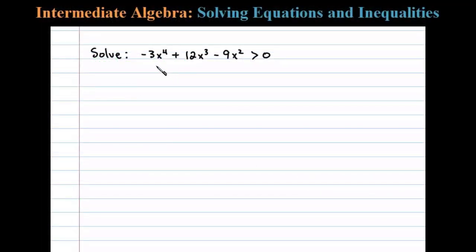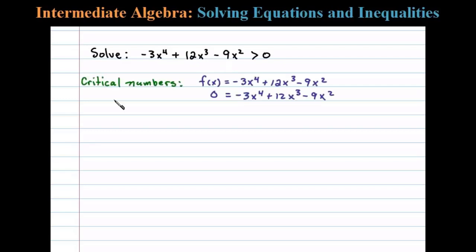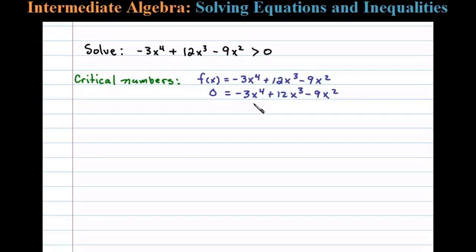Here we're asked to solve a polynomial inequality. To do this, we'll make use of a sign chart. And so we begin by finding the critical numbers. Now for a polynomial function, the critical numbers are the roots. So we'll set this equal to 0 and solve.